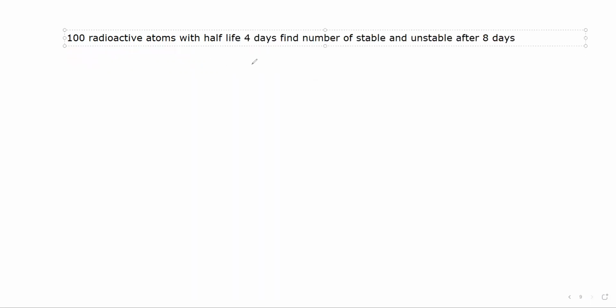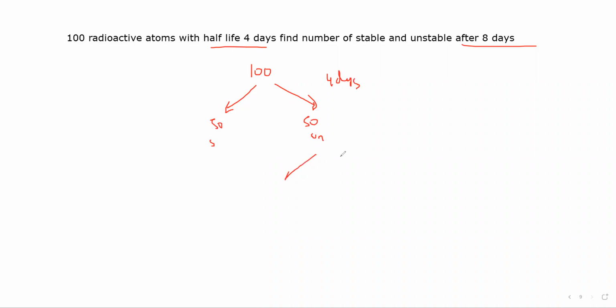So originally you have 100 radioactive atoms. So originally I have 100. So after 4 days, because I want the total time interval to be 8 and the half-life is 4 days. So after 4 days, 50 will be stable and 50 will be unstable, still emitting out radiation. Then after further 4 days, 25 will be stable and 25 will be unstable. So total interval means 8 days.